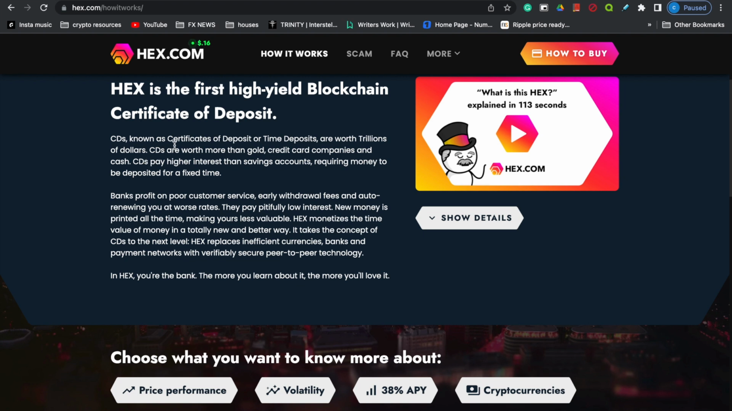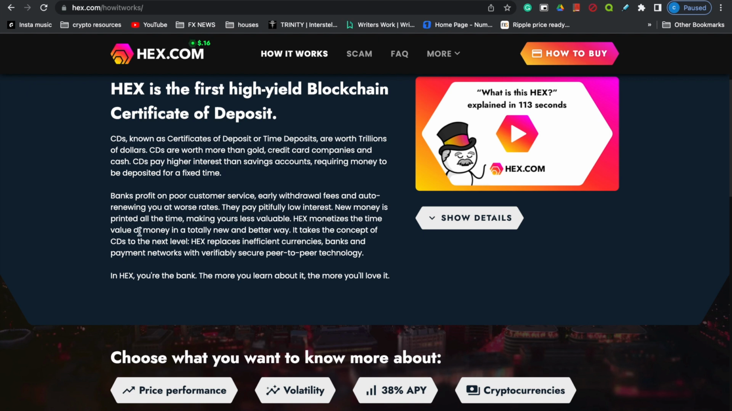So CDs, known as certificates of deposit or time deposits, are worth trillions of dollars. CDs are worth more than gold, credit card companies, and cash. CDs pay higher interest than savings accounts, requiring money to be deposited for a fixed time. Banks profit on poor customer service, early withdrawal fees, and auto-renewing you at worse rates. They pay pitifully low interest. New money is printed all the time, making yours less valuable.